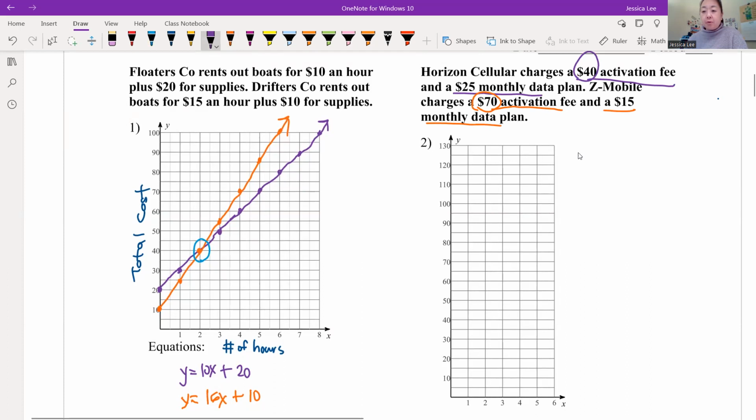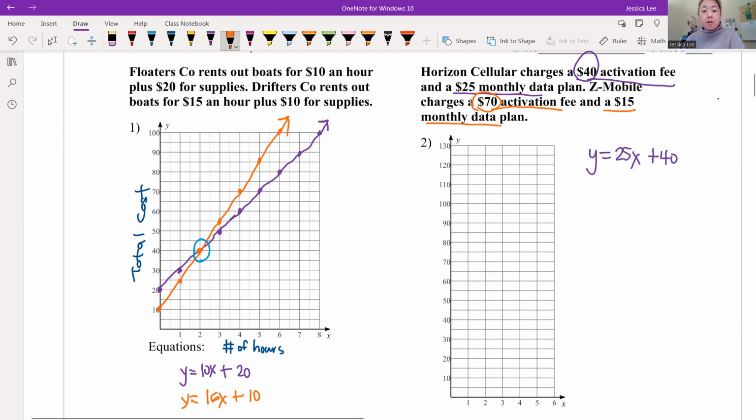So here we go. Let's write the equation. I'm going to write it over here so I don't have to keep on scrolling up and down. So, okay, let's go with Horizon Cellular. We're starting with how much is our monthly plan? $25. So 25x, we know that's going to be our slope because that's how much we have to pay every month. And our $40 activation fee is just a one-time charge, so it's just 40 bucks.